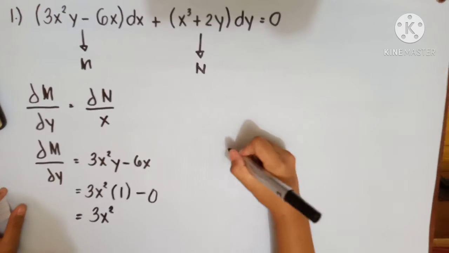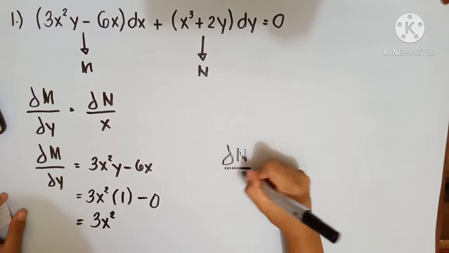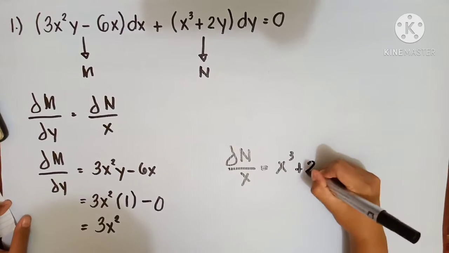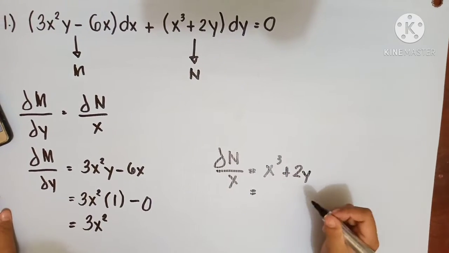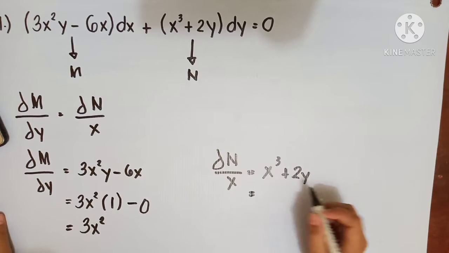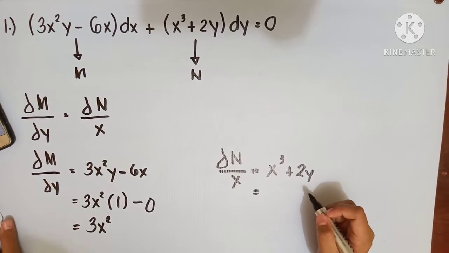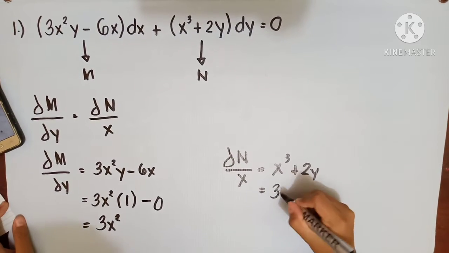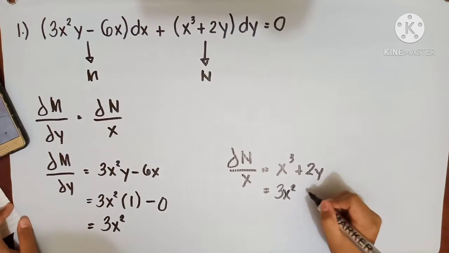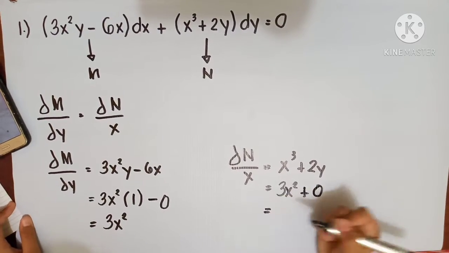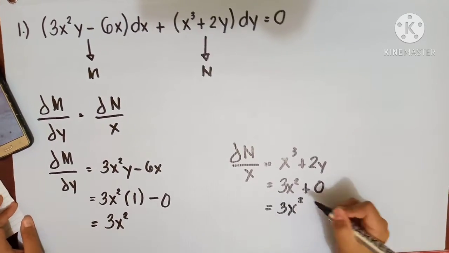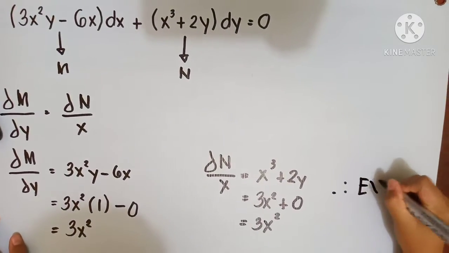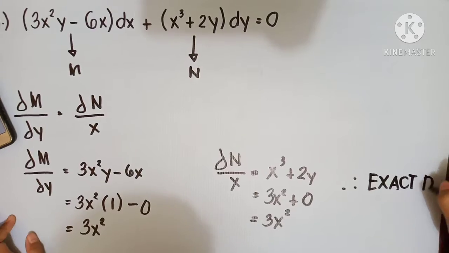On the other side, we have partial derivative of N in terms of x is equal to our N, which is x cubed plus 2y. Here we are differentiating in terms of x, so we will treat other variables aside from x as constant. So x cubed will become 3x squared, and 2y is 0. So it is also 3x squared. Since these two have the same answer, we can conclude that this is an exact DE.